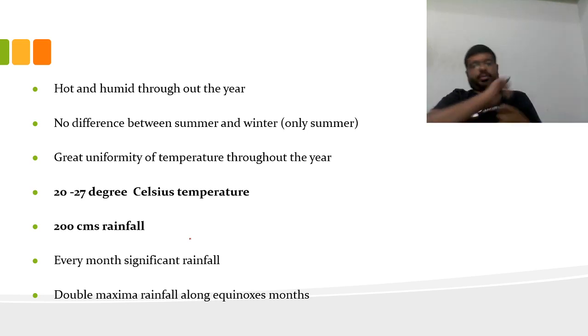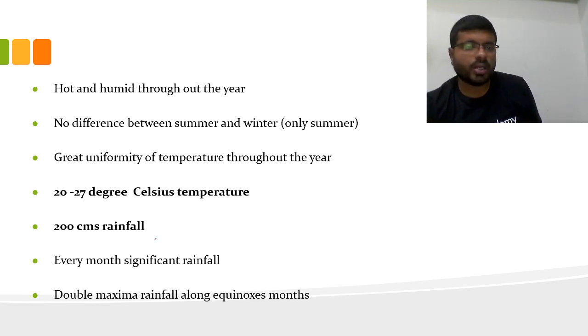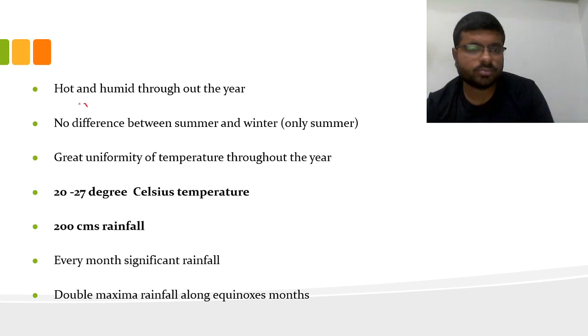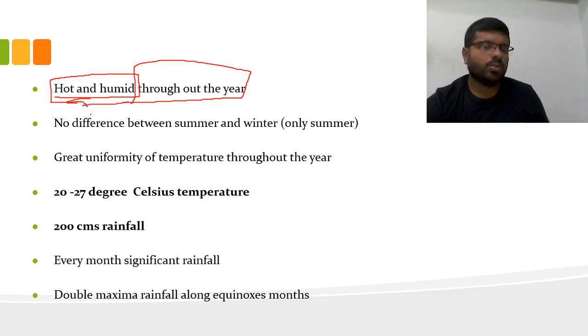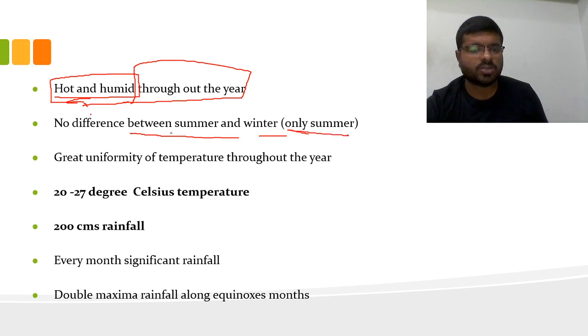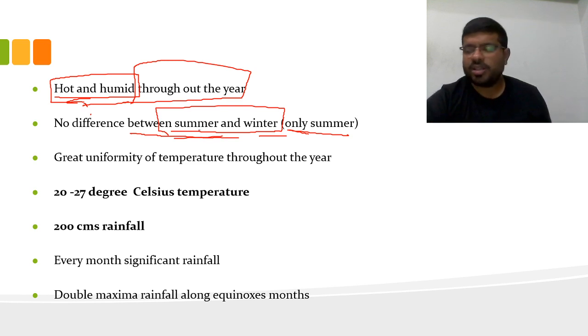What is happening here? Temperature is hot and humid, hot and humid throughout the year. Because it is hot and humid, there is no concept of summer and winter, only summer. If you ask persons of the equatorial region, they don't have winter. They will not understand the variations of summer to winter. Every day it is rainfall, every day it is hot in the morning, every day it is wet in the evening.